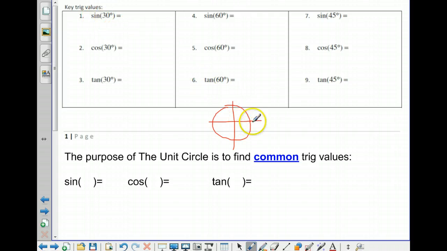So sine of 30. 30 degrees is here. So that means I'm going to have the 1/2 and the square root of 3 over 2. Is sine the short side or the long side at 30 degrees? Is sine 1/2 or square root of 3 over 2?